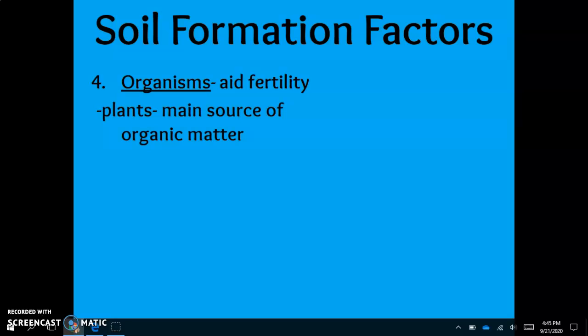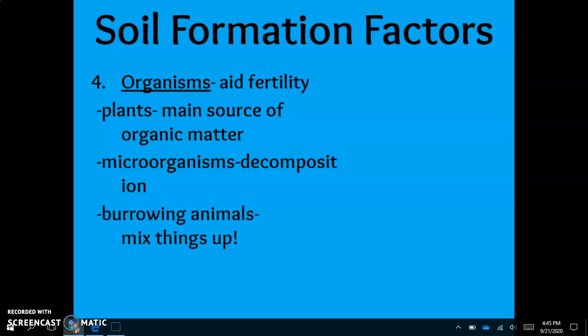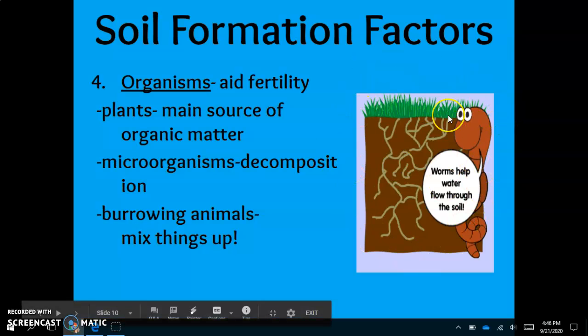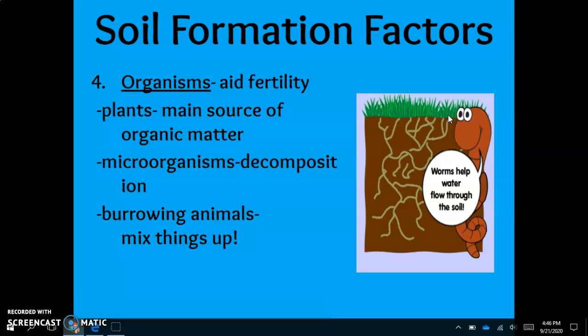Organisms will aid in fertility. So plants are going to be the main source of organic matter for soils. And then also microorganisms, they can perform decomposition, and they also fix nitrogen for us. And then burrowing animals will also mix things up in the soil. So on this side of the example, if you guys have ever seen the earthworms that come up out of the soil, they will actually help water flow through because they have all of these interconnecting tunnels in the soil.